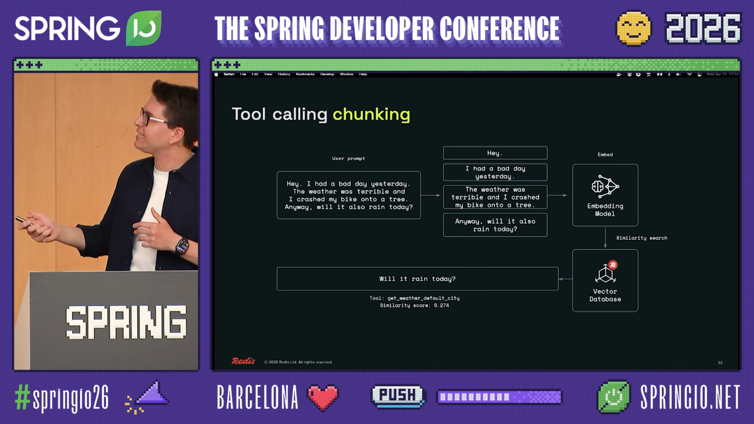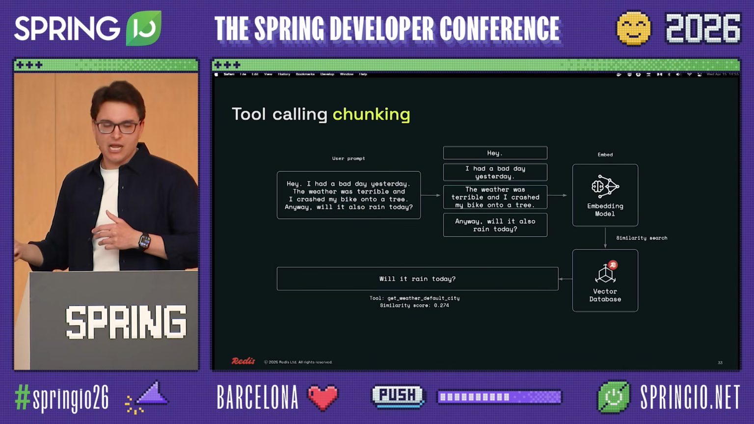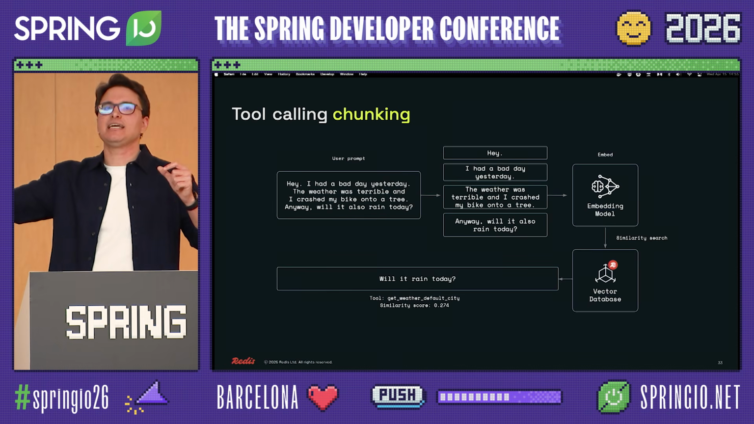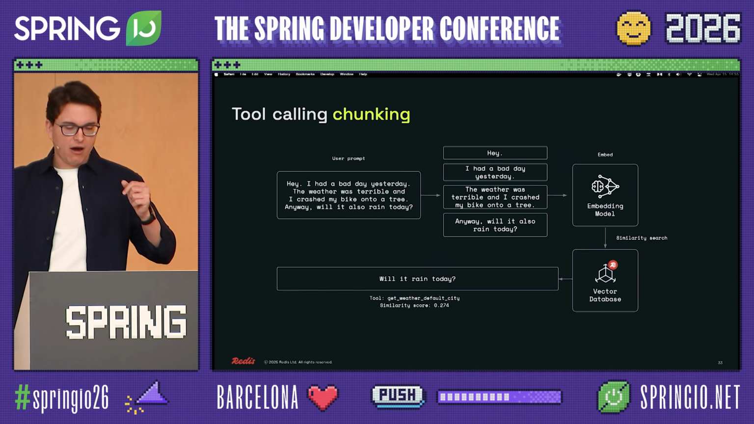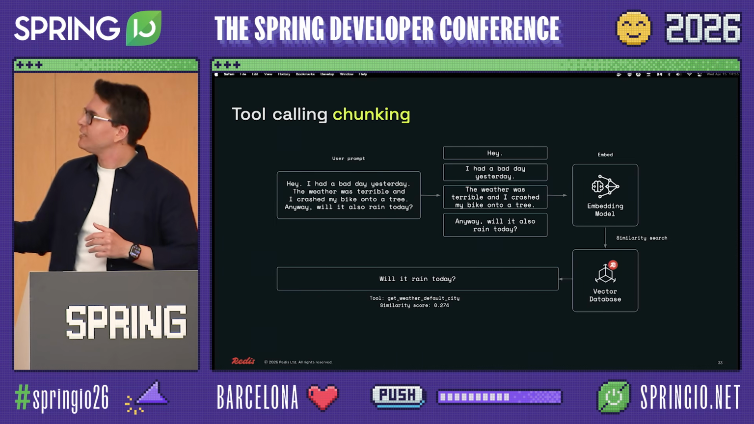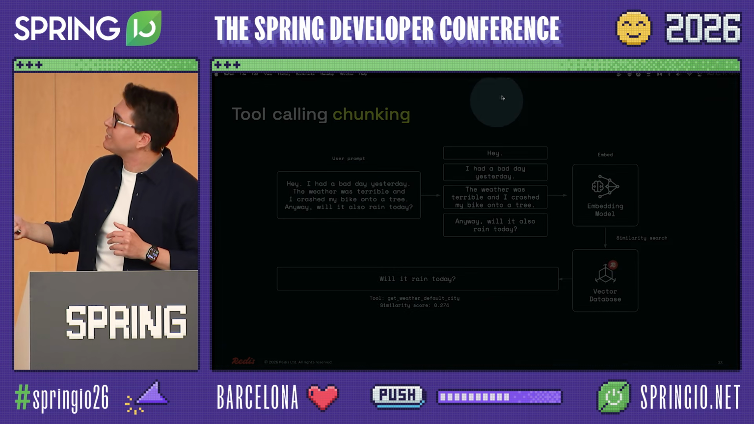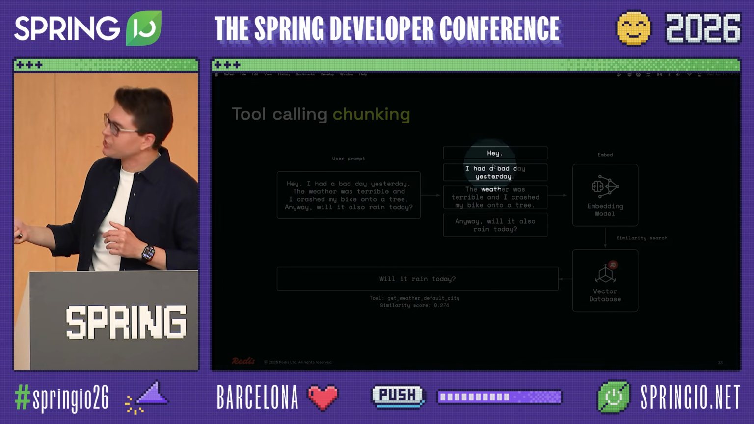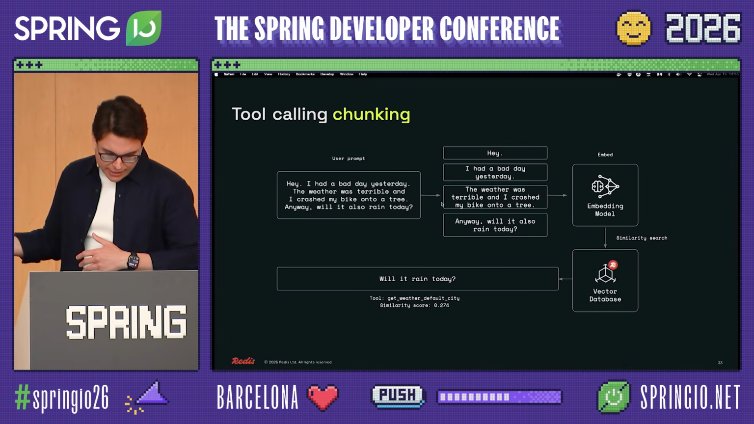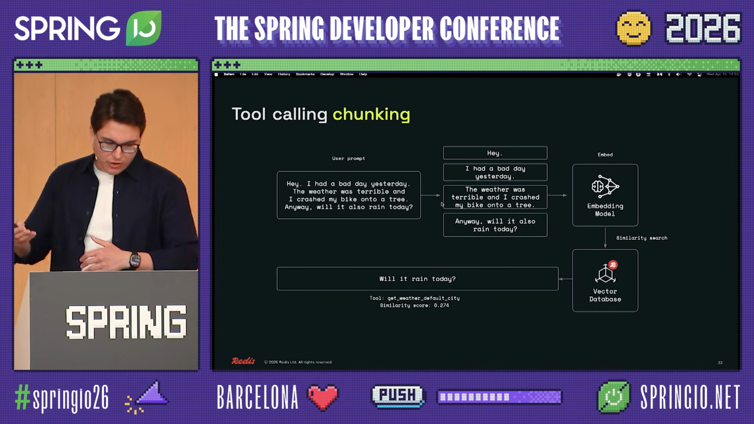So what you can do instead, which I was playing with last year, was tool calling chunking, where you get the prompt and you chunk it based on the punctuation of your request, so that you can get different sentences or sub-sentences such as: hey, I had a bad day yesterday, the weather was terrible, and I crashed my bike onto a tree, and anyway, will it also rain today?